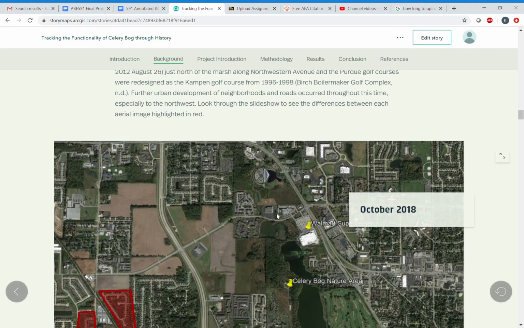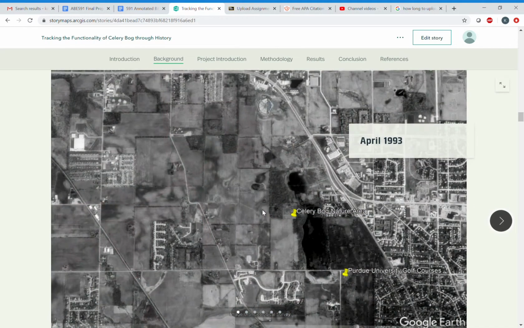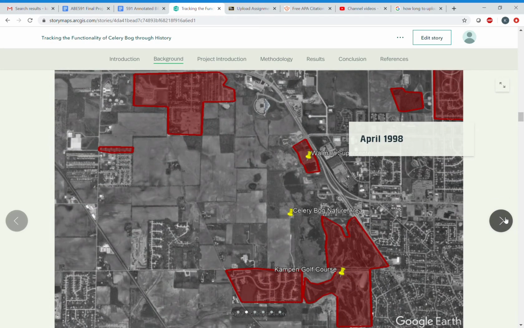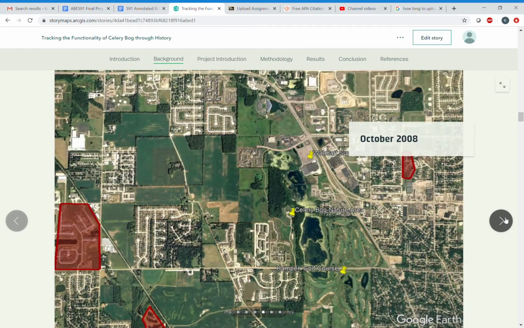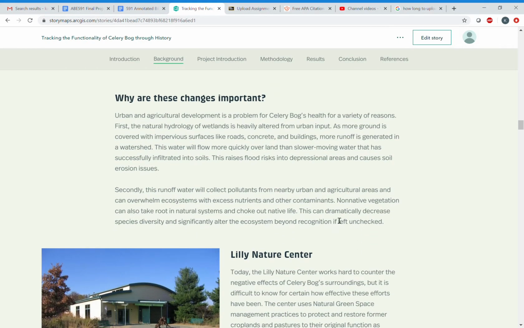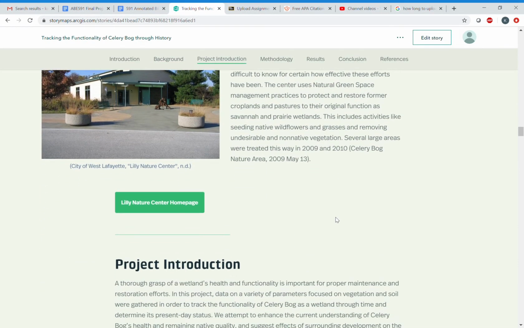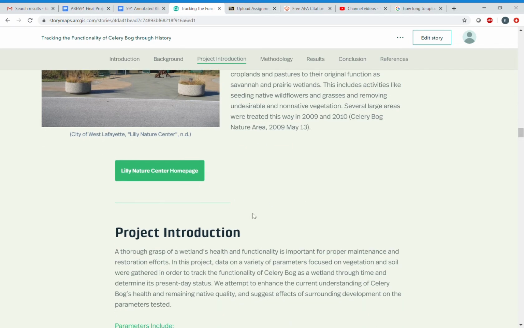We also go through some contemporary history talking about urban developments because we wanted to show how this would affect functionality. So we start in April 1993 with some Google Earth images, and in the red here I highlighted some areas that have significant urban development, ending in 2018. We talked about why these changes are important and then also highlighted the Lilly Nature Center and gave a little link there so that people could go see more information if they wanted.